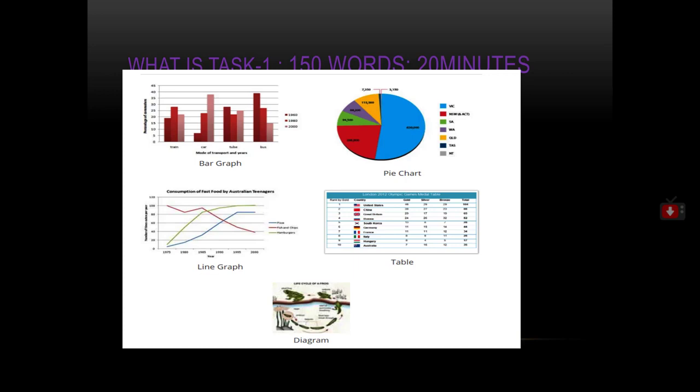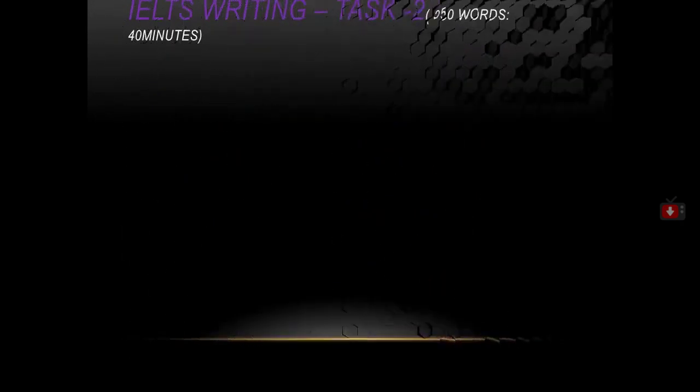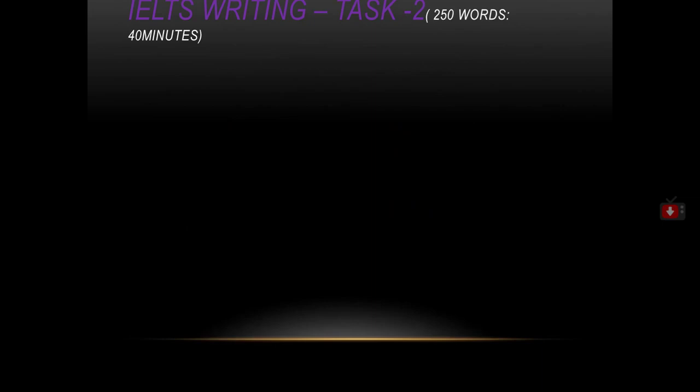For each particular type, there are particular rules and regulations. There's a rule for writing a bar graph, a rule for writing a pie chart, a rule for writing a line graph, table, and diagram. Then Task 2: 250 words and 40 minutes. There are 8 kinds of Task 2.